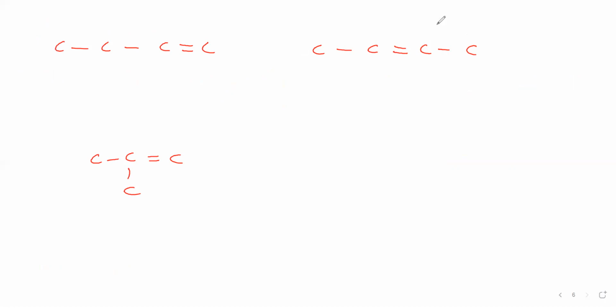Then we will give hydrogens. This carbon is having a single bond, therefore 3 hydrogens. Here 2 hydrogens. This carbon is having 3 bonds, so 1 hydrogen. For this carbon 2 hydrogens. Here 3, here 1, here 1, here 3. For this carbon 3 hydrogens, for this carbon 2 hydrogens, for this carbon 3 hydrogens.